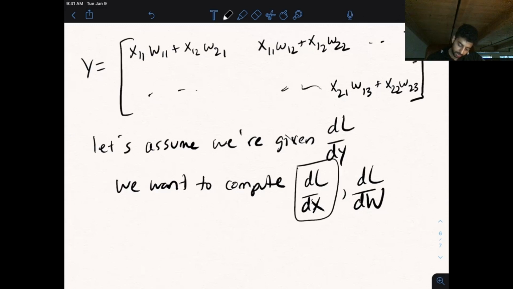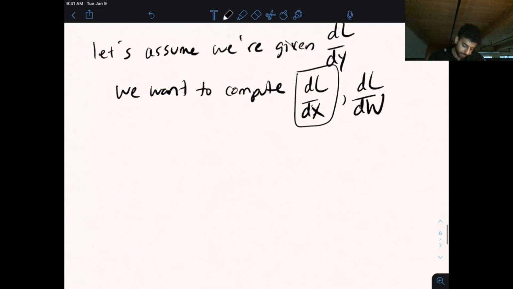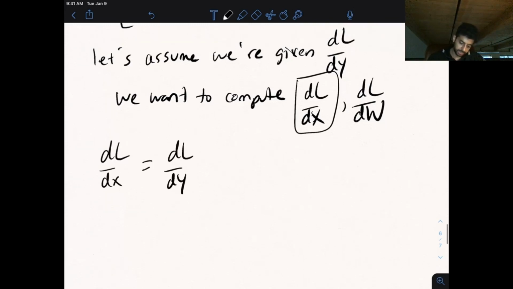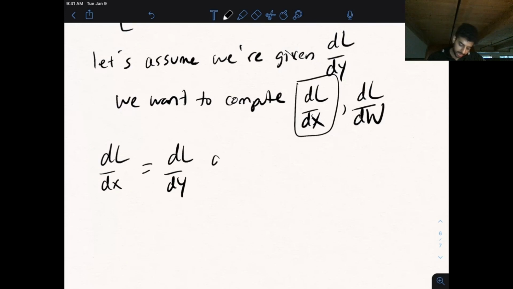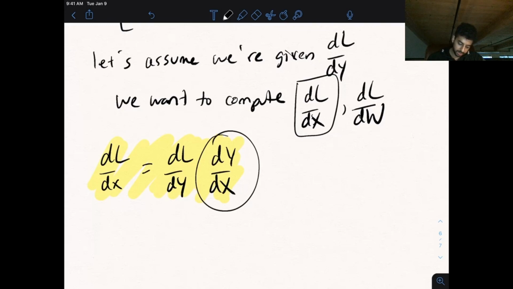Let's look at this one first. We know through the chain rule that dL/dx simply is dL/dy, which we said we already had, and we multiply that by dy/dx, right? So this follows from the chain rule, and this term here is called the Jacobian.